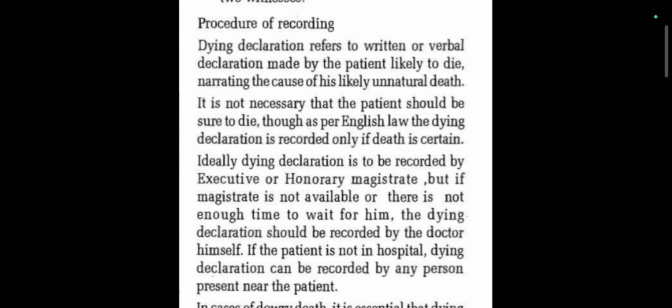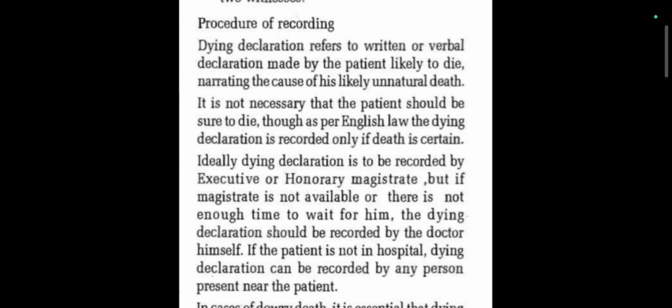It is not necessary that the patient should be sure to die, though as per English law, the dying declaration is recorded only if death is certain. See, if you are sure that the person is going to die after a few seconds, then and only then you have to record the dying declaration as per English law.